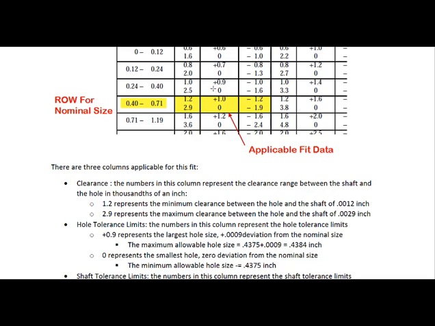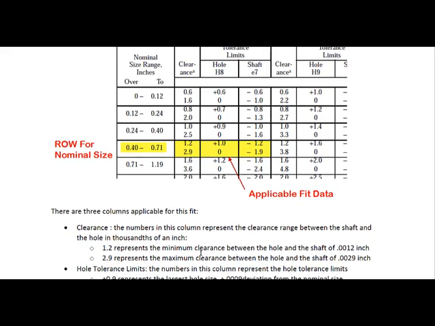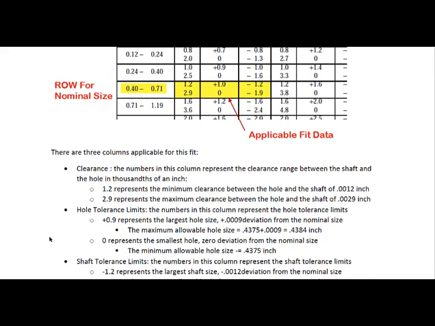Now let's look at the second column. That's the hole tolerance limits, just like it's listed: standard tolerance limits, hole, and then shaft. The number in this column represents the hole tolerance limits. So 0.9 represents the largest hole, which is 0.0009 deviation from the nominal size. Therefore your maximum allowable hole size is 0.4375 plus 0.0009. That gives us our maximum hole size of 0.4384.